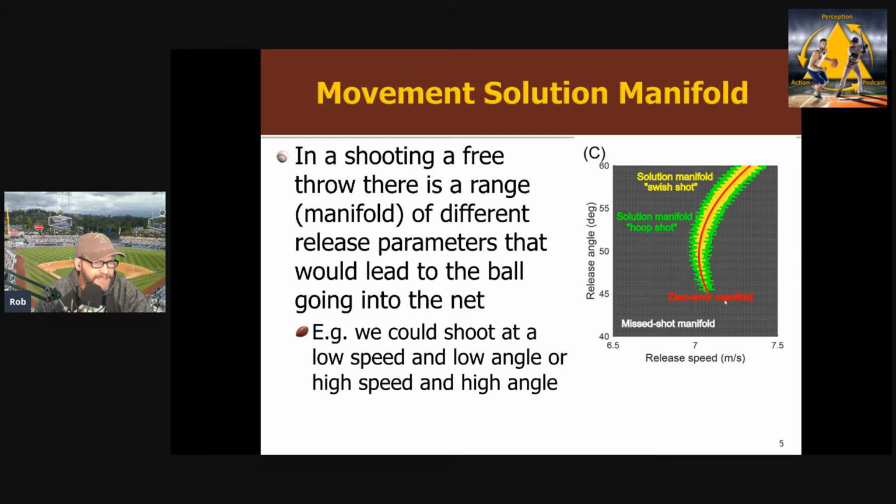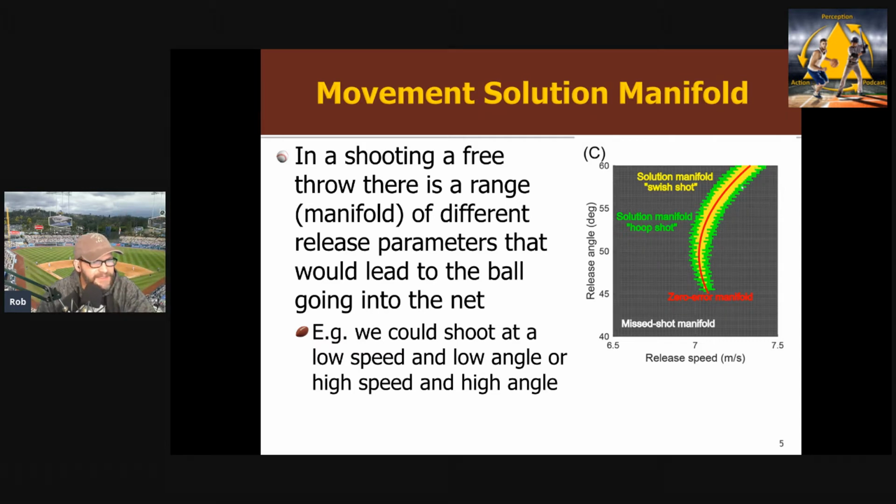What this creates is a manifold, right? What this shows is essentially the range of different possibilities you could use for these variables and still get the ball in the net. The yellow, anything in the yellow area would produce a swish, right? So I can shoot the ball at 7 meters per second with an angle of 47, so kind of a slow speed at a low angle, or I can shoot the ball at a much higher speed, 7.5 meters per second, at a much higher launch angle, right?